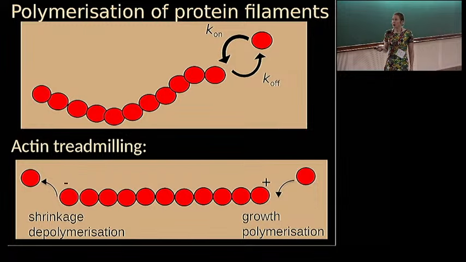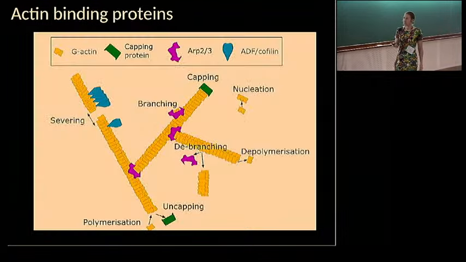So you get a constant length, but you get this continual turnover of monomers within the filament. What I'm going to be talking about mostly is the state in which the filaments are growing, polymerizing, because that is important in phagocytosis. So that was the simpler picture.